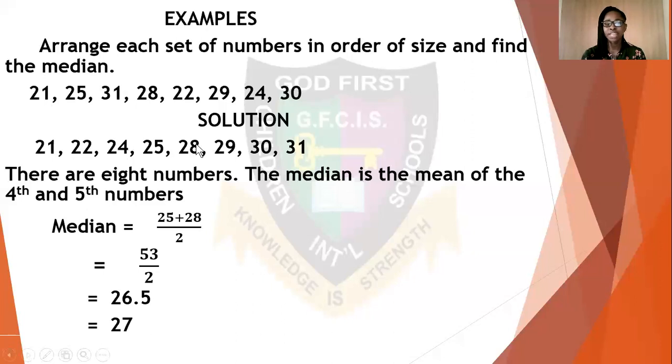So we want to find the middle number. Like I said earlier, assuming we have an odd number, we can get the middle number easily. But since we are having an even number, we are left with two numbers standing at the middle. So for us to get the exact middle number, we need to add 25 plus 28 divided by 2, which is 26.5. And when approximated, it equals 27.